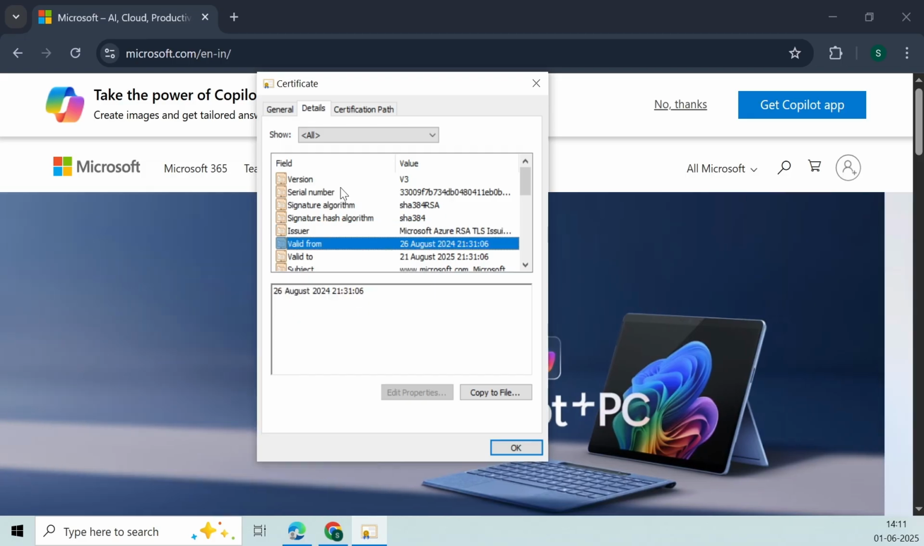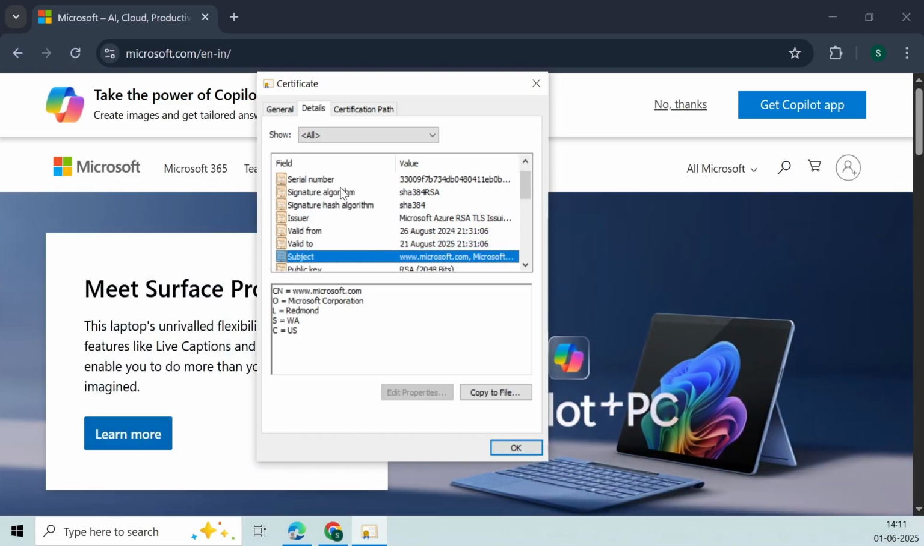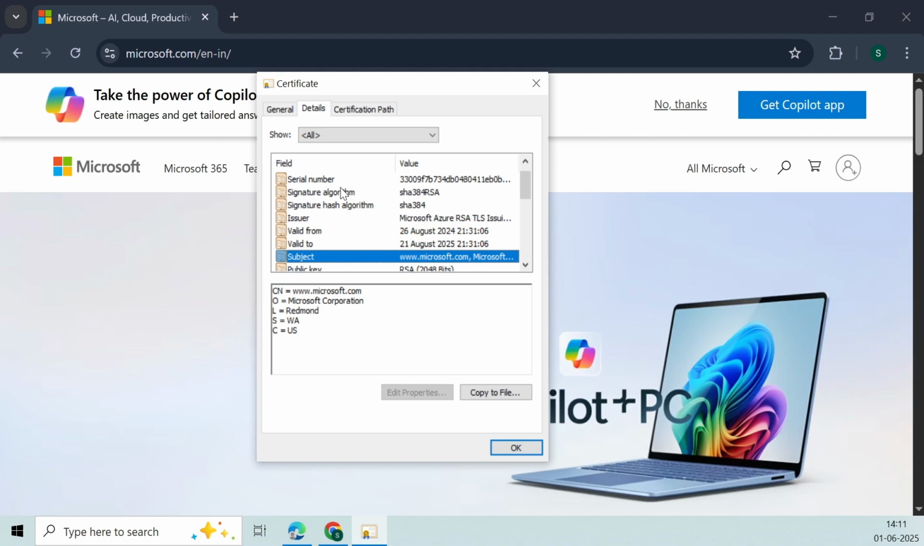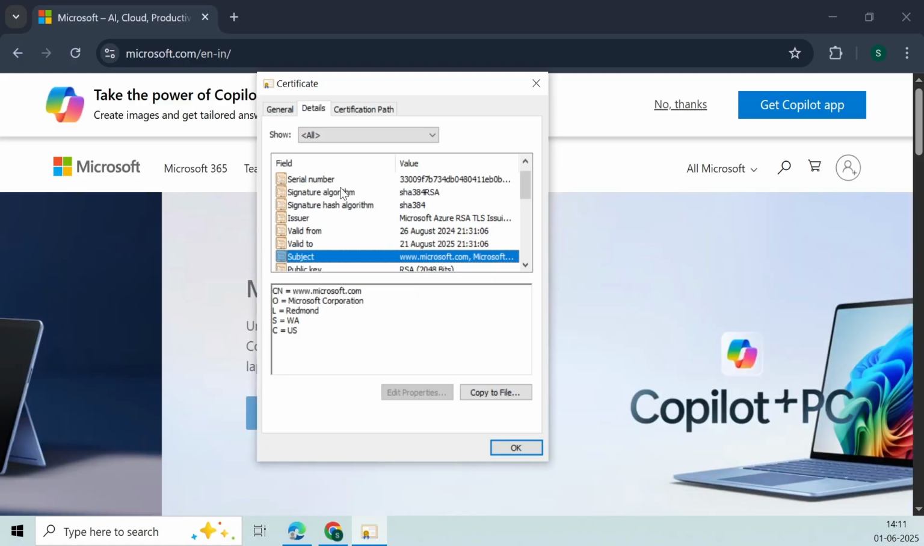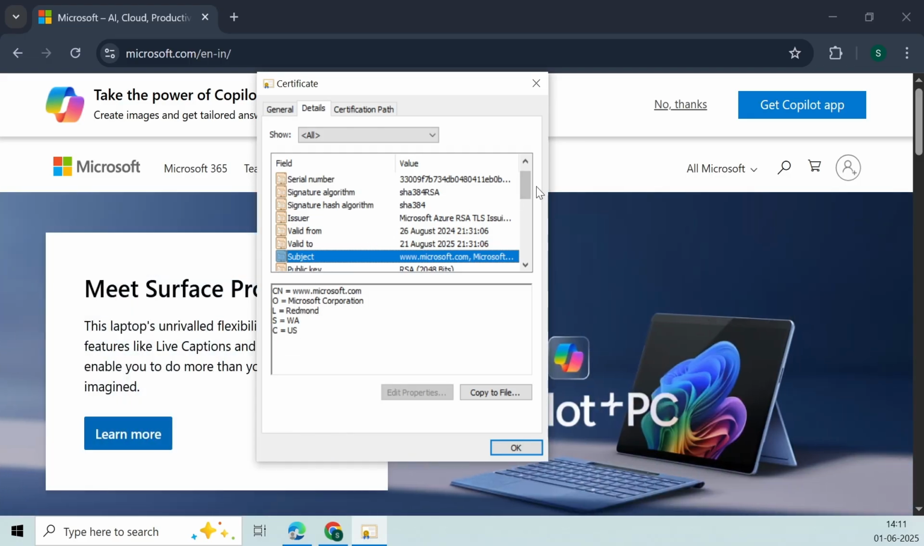Now then we will be having details like validity, from when it was issued and till what time it will be valid. Then we have the subject. Okay, so in the subject we will have the details like what is the name of the certificate, the common name of the certificate, that will be Microsoft.com. What is the organization? That will be Microsoft Corporation. Then we will be having the locality, state, and the country. Okay, these details will vary as per your localities and as per your organizations.